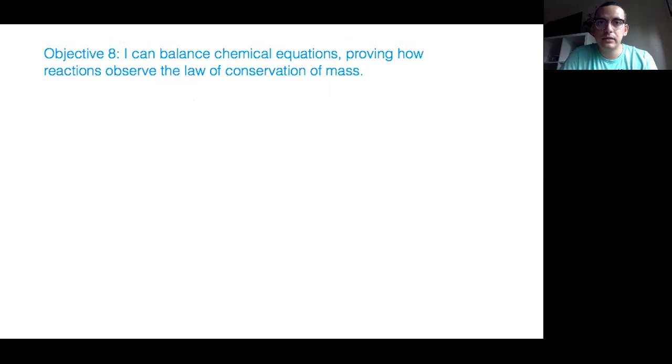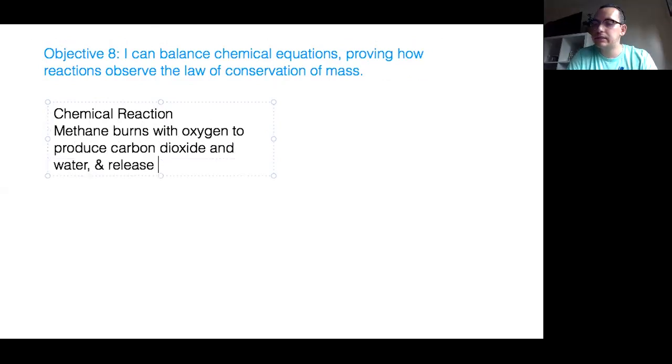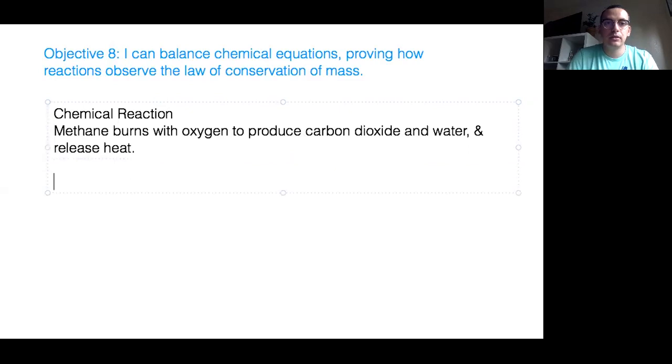After I gave you this, I gave you a situation where we have a chemical equation that represents a chemical reaction. So a chemical reaction would be methane burns with oxygen to produce carbon dioxide and water and release heat. So this would be our chemical reaction. This can also be represented as a chemical equation.